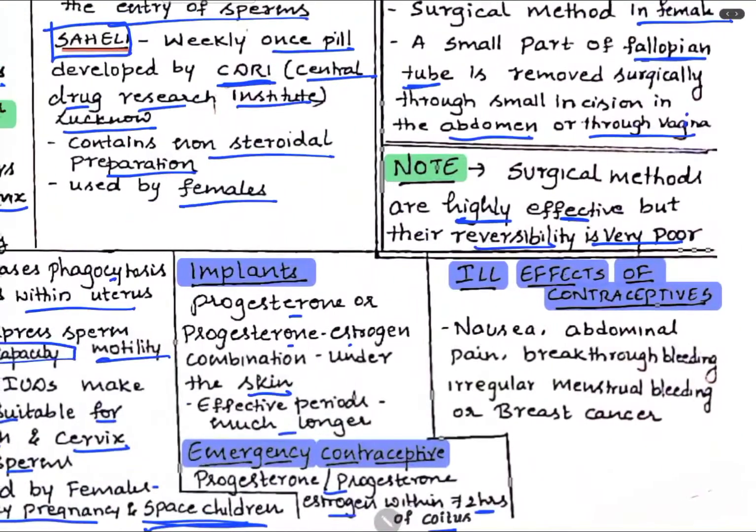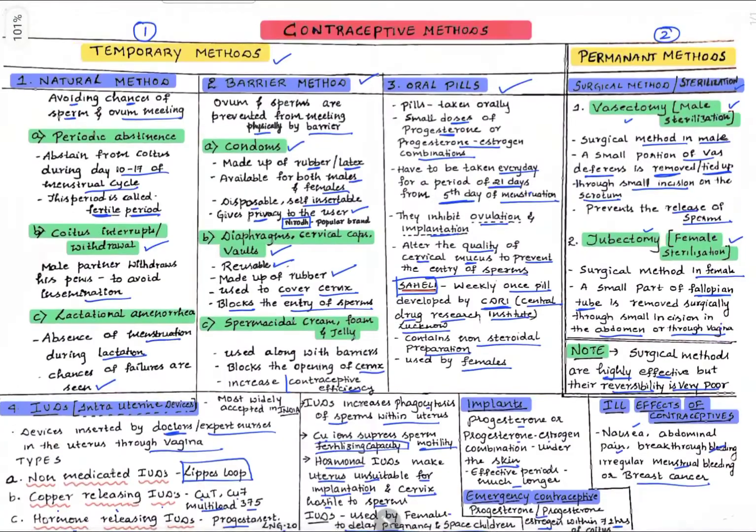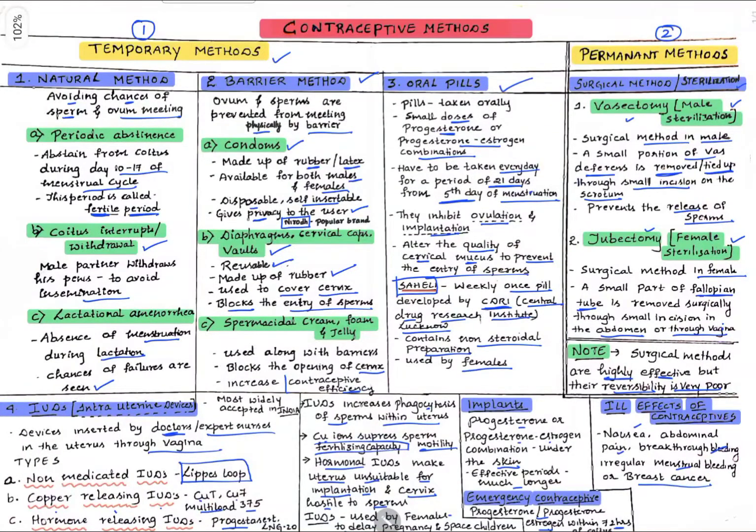Next is regarding the ill effects of contraceptives. See, these contraceptives may cause nausea, abdominal pain, or breakthrough bleeding, irregular menstrual bleeding, or else breast cancer. So this is about the contraceptive methods, both temporary methods as well as permanent methods.